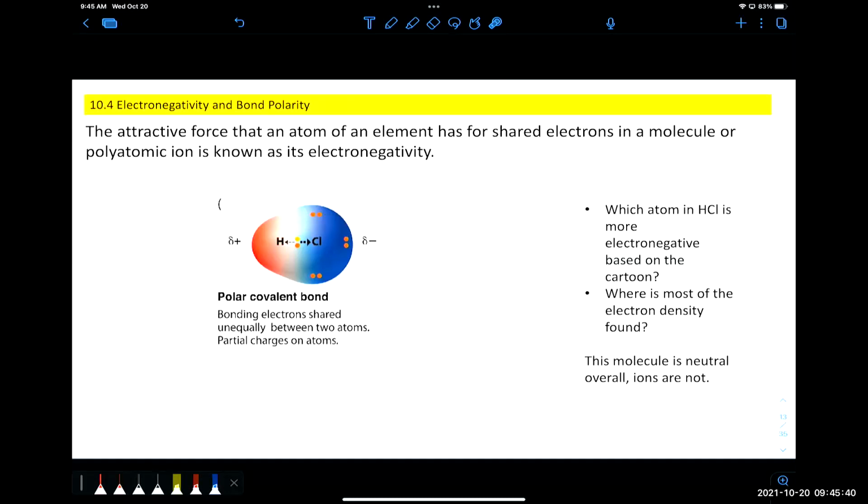And then study up on those shapes because those shapes are going to help a lot when we start talking about electronegativity and polarity. Because anything that's not symmetrical is going to be polar.